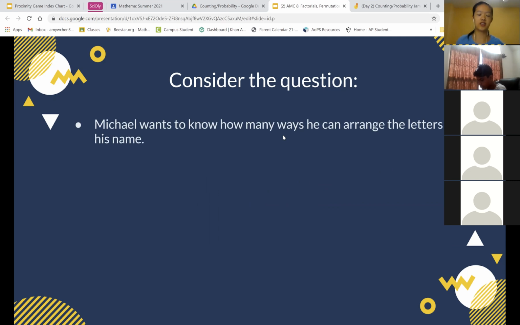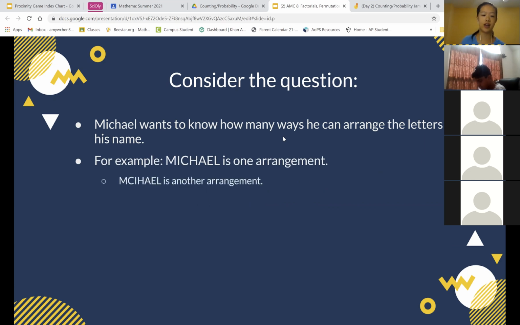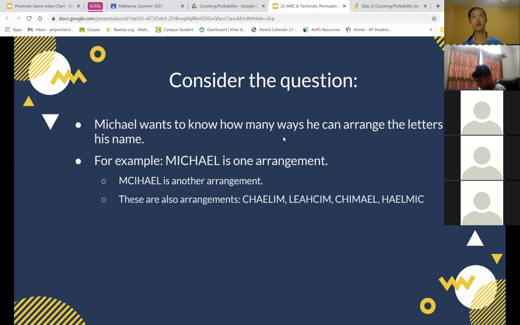Actually, I think it's best to illustrate it using an example. Michael wants to know how many ways he can arrange the letters in his name. So for example, Michael, that's one arrangement. Another arrangement is a scrambled order of the same letters. Basically, we're arranging the letters in his name in different orders. Each of those arrangements we would call a permutation of the letters in his name.